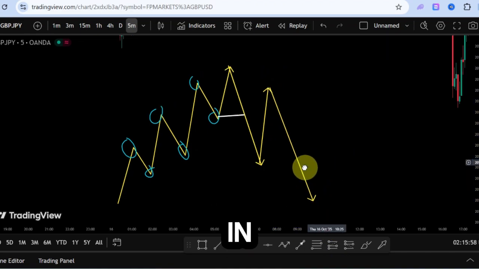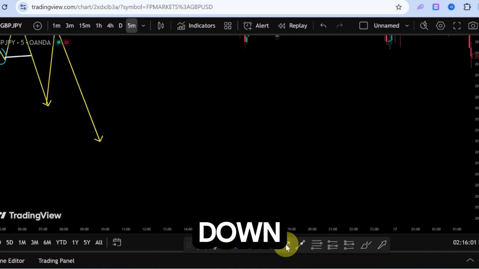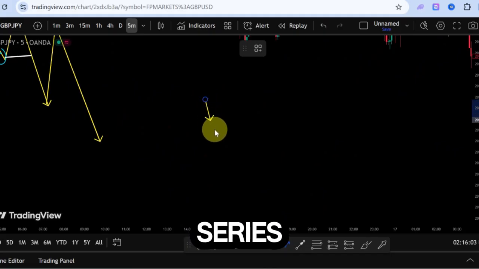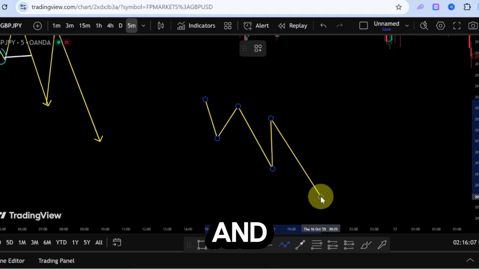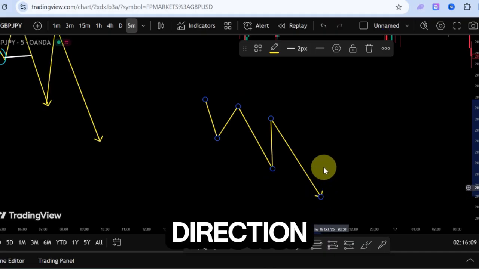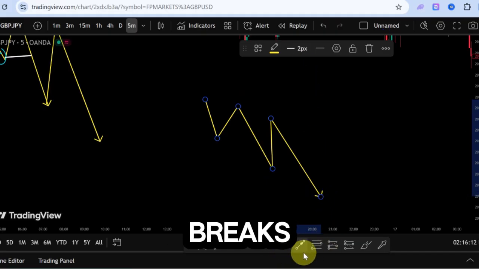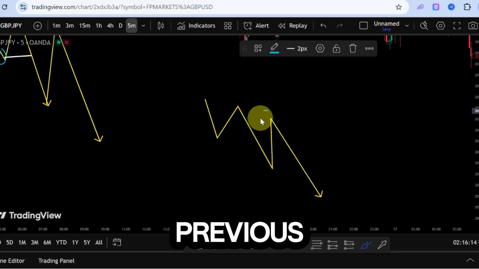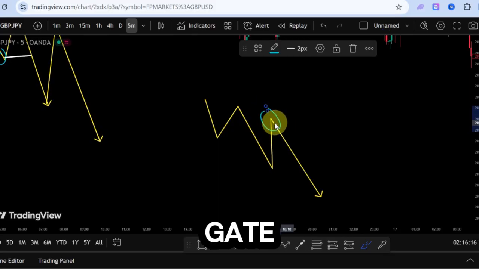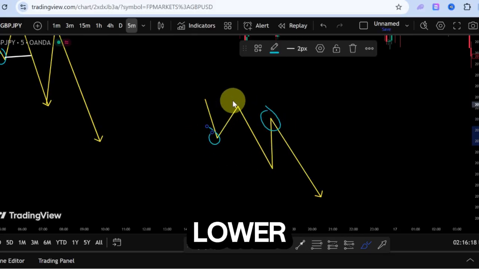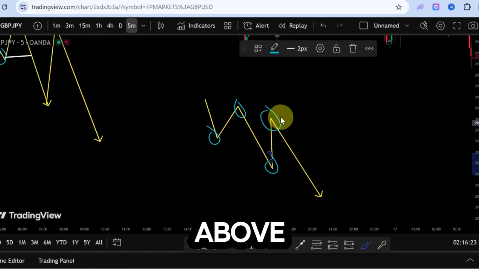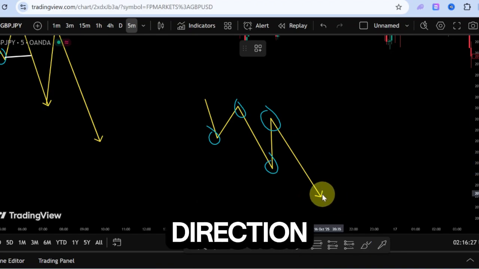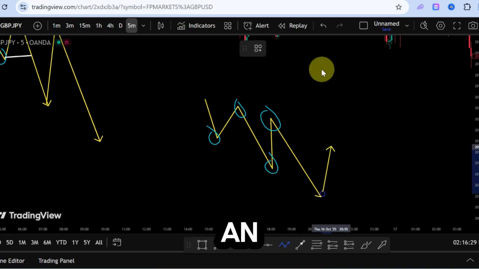Also, when we are in a downtrend, we know that price will be making a series of lower lows and lower highs, lower low and lower high. And we can always say that price has changed direction when price breaks above this previous lower high. Because this is a lower high, lower low, lower high. When price breaks above this particular lower high, we see that market has changed direction, no longer in a downward trend but rather in an upward trend.